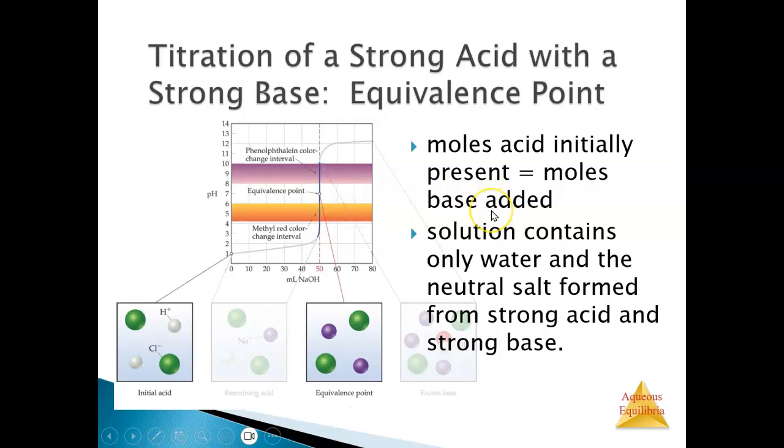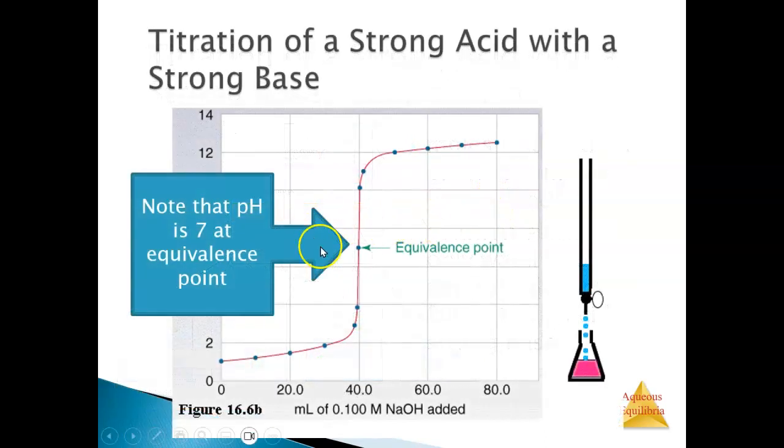So at a strong acid and a strong base, whether I'm going this direction with strong acid in my flask, or whether I'm going the opposite way, where I'm titrating a strong base and adding acid, in either case, the pH will be 7 at the equivalence point, because I'll be making water and a neutral salt.